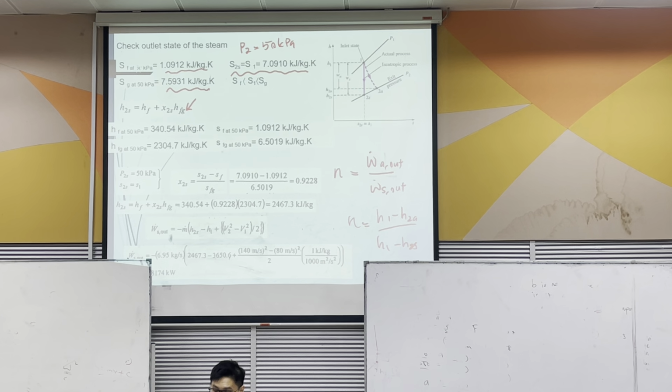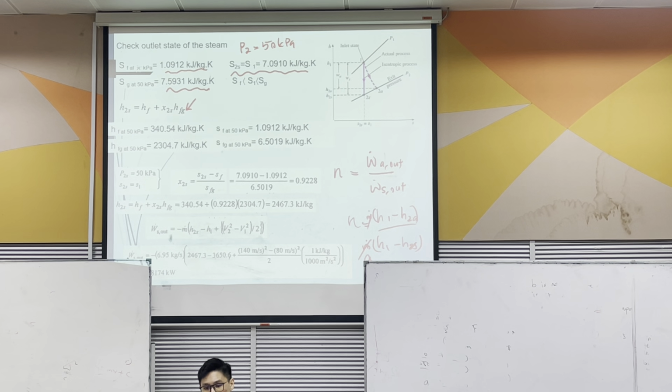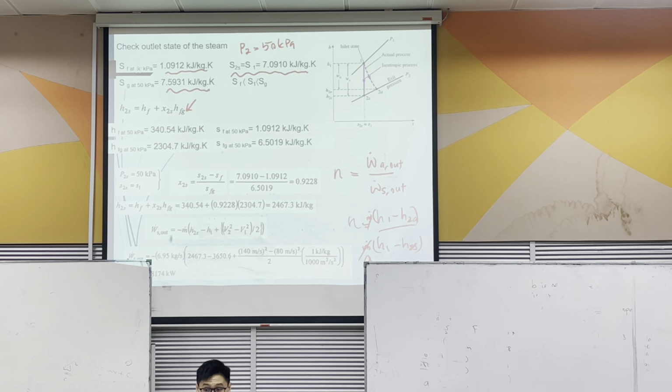Because when we derive this version, the bottom one, it's assuming that there is no change in KE and PE. That's why that is the equation. It's basically the work out over work in, then we cancel the m. So in this case, since you have velocity, the more accurate version will actually be the work over work instead of delta H over delta H lah.